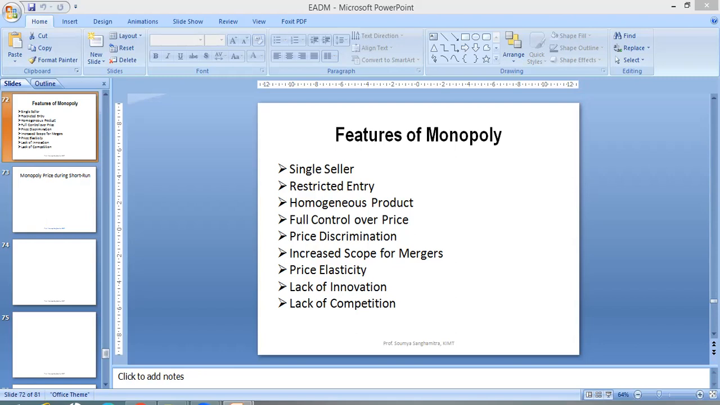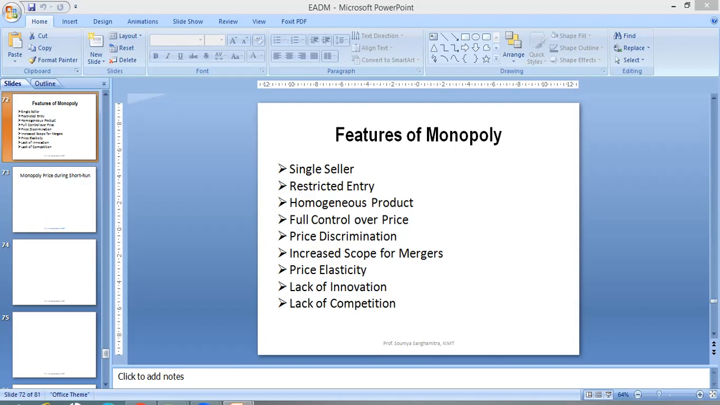Then restricted entry. Free entry of new organizations in this market arrangement is prohibited. That is, other sellers cannot enter the market of monopoly, and a few of the primary barriers constraining the entry of new sellers are government license or franchise, resource ownership, patents and copyrights, high startup cost, and decreasing average total cost. So here it is restricted for entry.